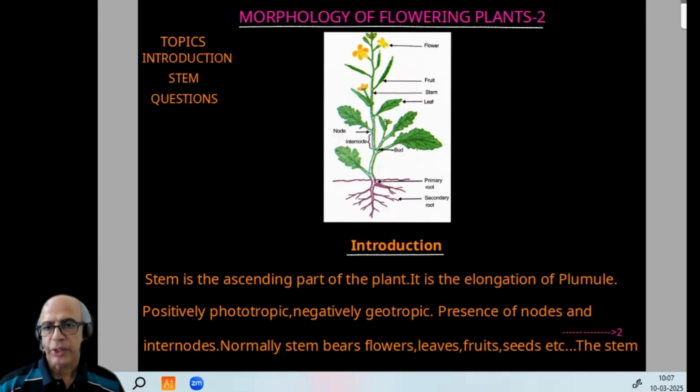And the stem is the structure which normally bears flowers, leaves, fruits and seeds. The stem is the part we observe above the soil for a normal plant. Buds are also there on the stem. So that is giving you an introduction: what is the stem, and what all it contains. Hoping that it is clear to all of you, so we can proceed to the next portion.